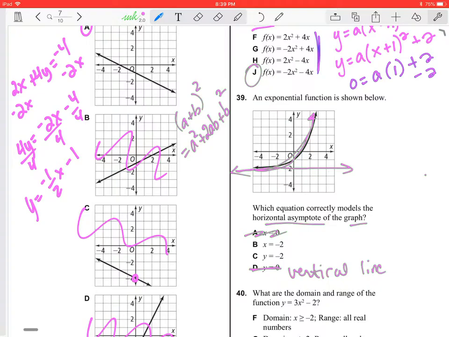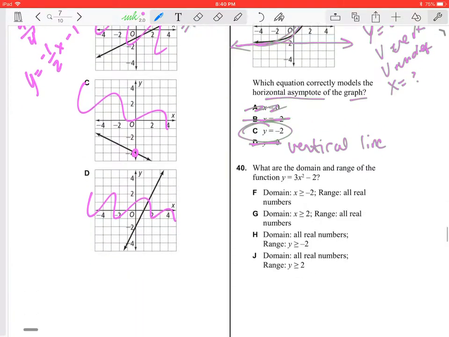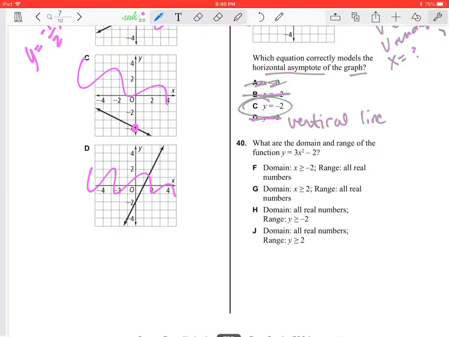Okay, we translated it down 2 units. And we also know it won't be C, because C is a, it is C. We know it won't be x because that is a vertical line. Remember, HOY VUX. So we have H-O-Y, the horizontal, 0 slope, y equals some number. Okay, so that's a horizontal line. Vertical, V-U-X, undefined, and x equals. So, since we're talking about a horizontal line, our answer choice is going to be C.